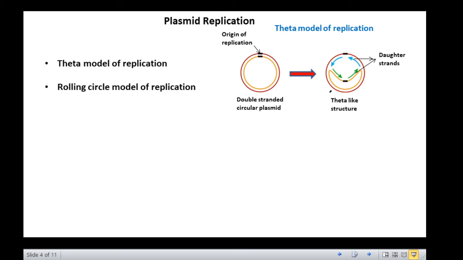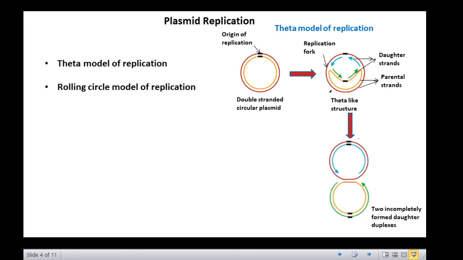The green and blue colored arrows represent newly synthesized daughter strands, and the brown strands represent parental strands. The Y-shaped structure formed is called the replication fork, and there are two such forks. Replication continues and two incompletely formed daughter duplexes are formed. These are called catenanes. At the end of one cycle of replication, decatenation takes place, separating the two completely formed daughter duplexes. Since the size of the plasmid DNA is very small as compared to the chromosomal DNA, it requires just 1/10 of the time required for the chromosomal DNA to replicate. Let us quickly take a look at the animation of Theta model of replication.